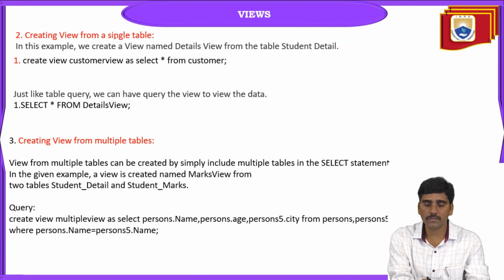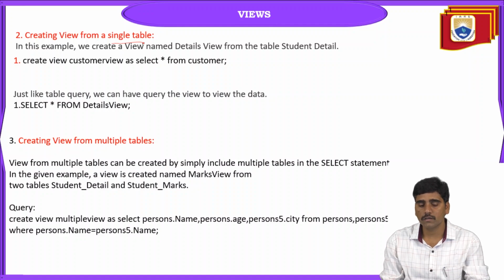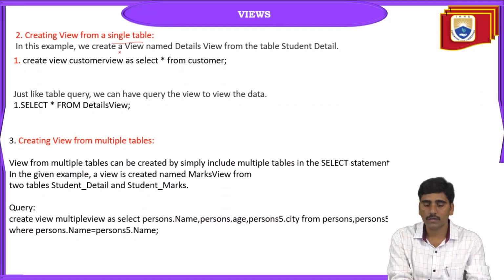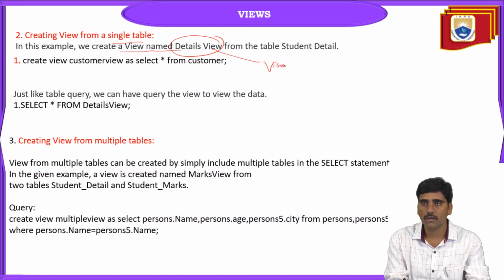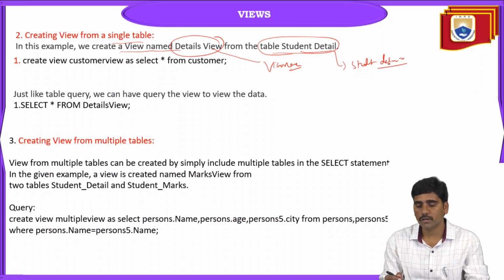Creating a view from a single table. In this example, we create a view named details view from a table called student detail. Student detail is the table name. From this table, we can create a view called details view. So details view is the view name for the student detail table.